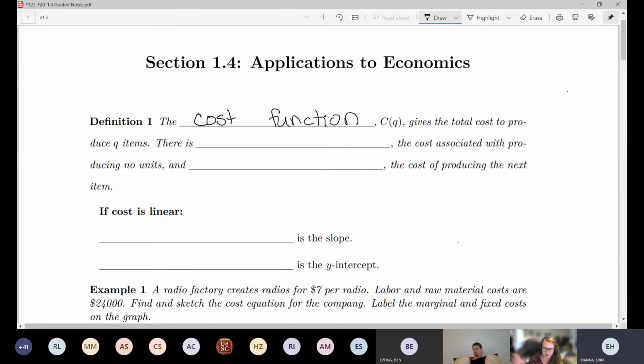So the cost function gives the total cost to produce Q items. There are two types of costs, and that's what goes in these blanks. We have the fixed costs.